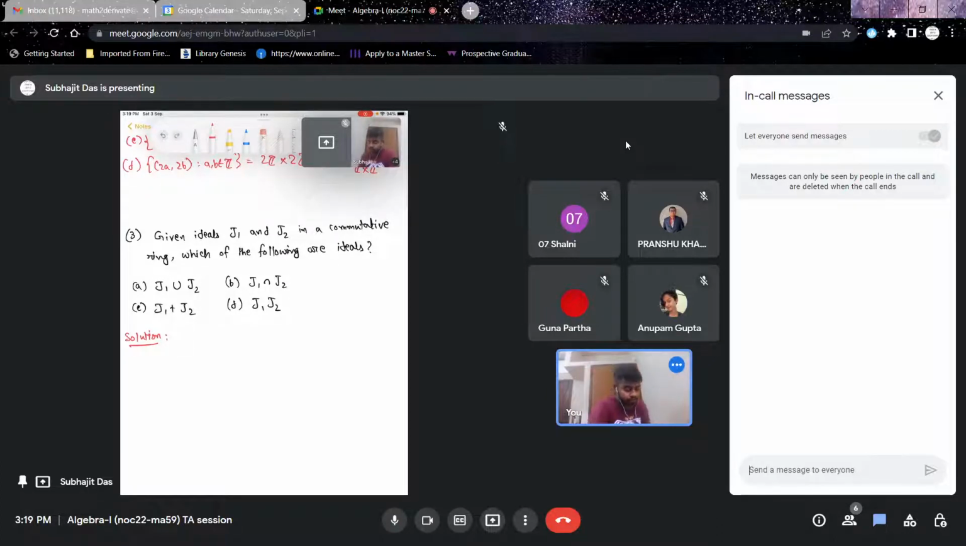And why is a union not an ideal? Because, for example, 2 is in one and 3 is in another. So 2 and 3 are also in the union, but clearly 5 isn't, right? That is what you want to say.